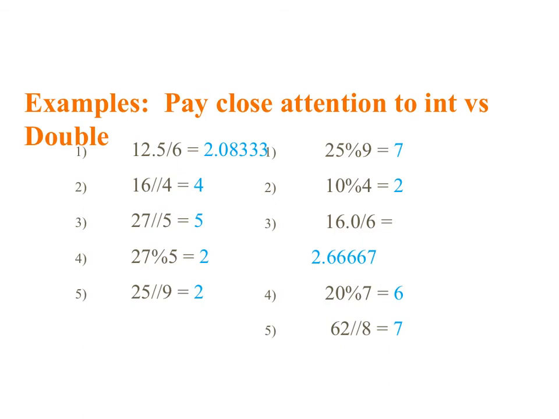So take a minute and check your answers here. I apologize for the weird formatting. It got a little weird as I turned it into a PDF. But take a minute, check your answers, see how you did. Were you able to distinguish between double/float division compared to integer division? And were you able to accurately use that modulus to find the remainder after integer division has occurred?